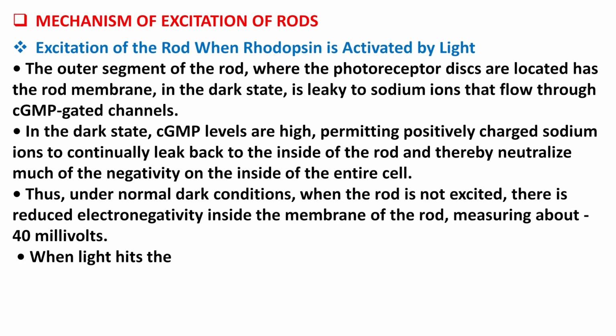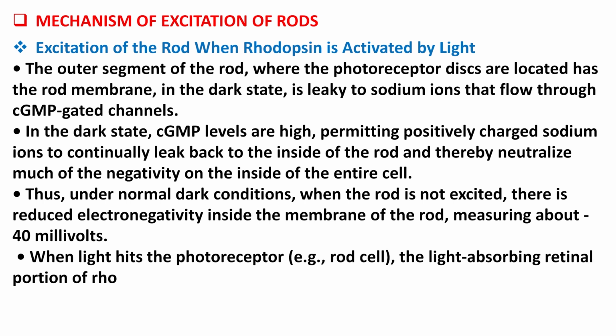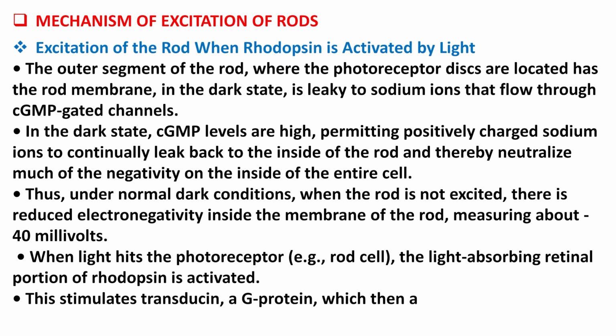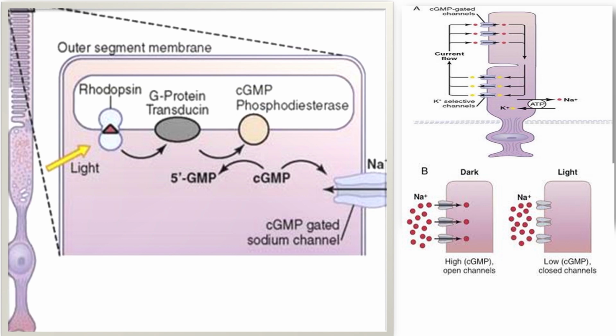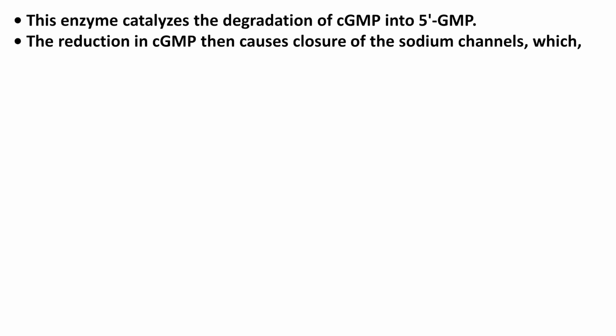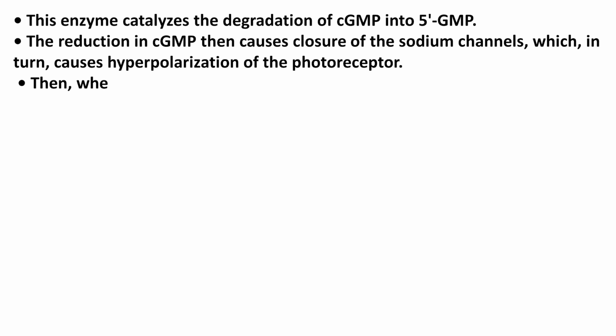When light hits the photoreceptor, for example, a rod cell, the light-absorbing retinal portion of rhodopsin is activated. This stimulates transducin, a G protein, which then activates cGMP phosphodiesterase. This enzyme catalyzes the degradation of cGMP into 5'-GMP. The reduction in cGMP then causes closure of the sodium channels, which, in turn, causes hyperpolarization of the photoreceptor.